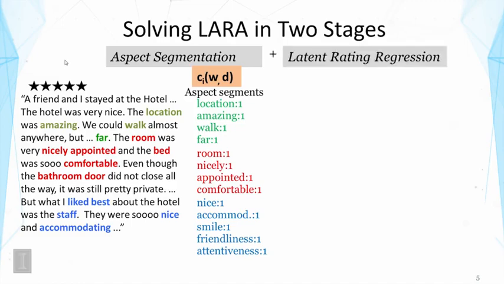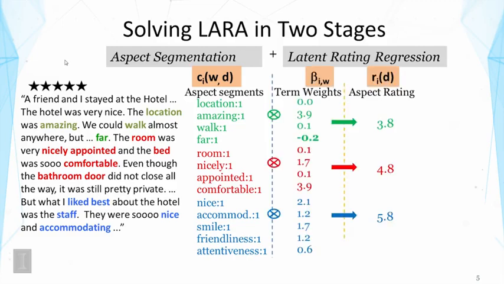In the second stage, which is called latent rating regression, we're going to use these words and their frequencies in different aspects to predict the overall rating. And this prediction happens in two stages. In the first stage, we're going to use the sentiment weights of these words in each aspect to predict the aspect rating. So for example, if in the discussion of location you see a word like amazing mentioned many times and it has a high weight, for example here 3.9, then it would increase the aspect rating for location.